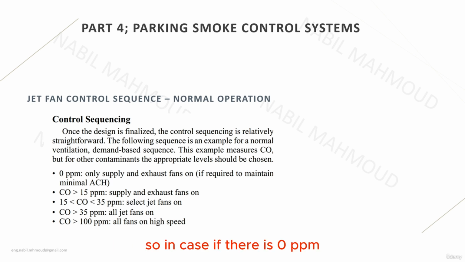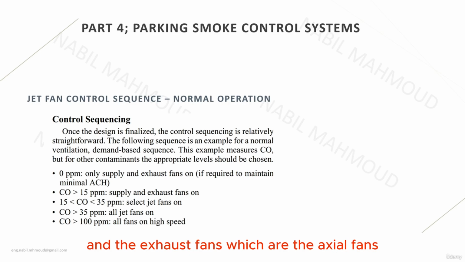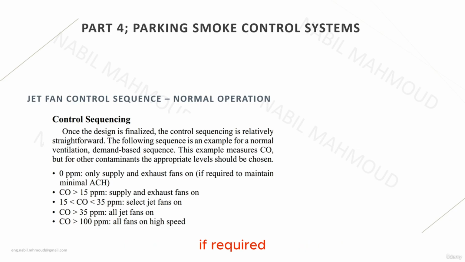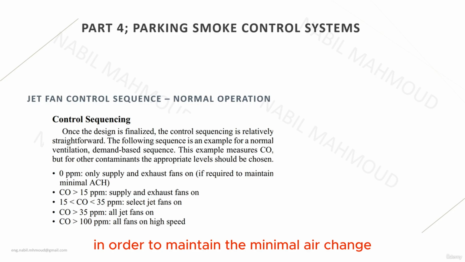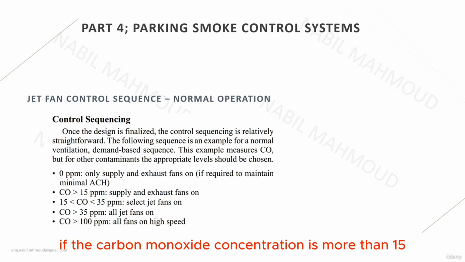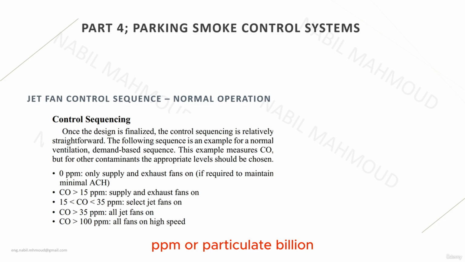In case there is 0 ppm, which is 0 parts per million, or 0 concentration of carbon monoxide, the action requested will be only the supply and exhaust fans, which are the axial fans installed to supply fresh air and extract air from the parking, if required, in order to maintain the minimal air change. However, if the carbon monoxide concentration is more than 15 ppm, then both the supply and the exhaust fans, the axial ones, will be on.